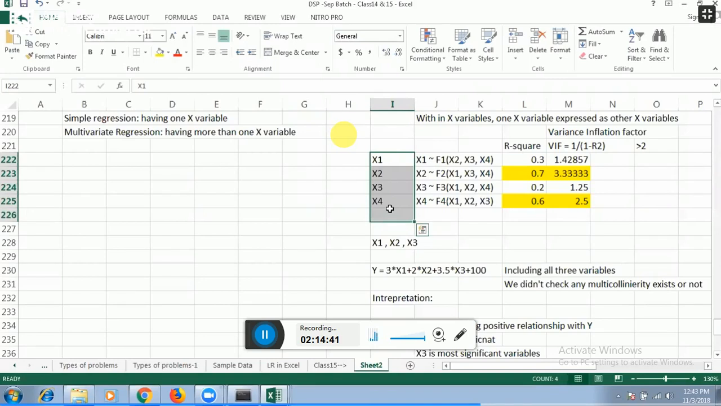Generally, if a high VIF value is there, suppose this is the high VIF compared to this one, then obviously x2 is expressed better in terms of x1, x3, x4. So probably you can drop x2 and include the remaining x1, x3, x4.